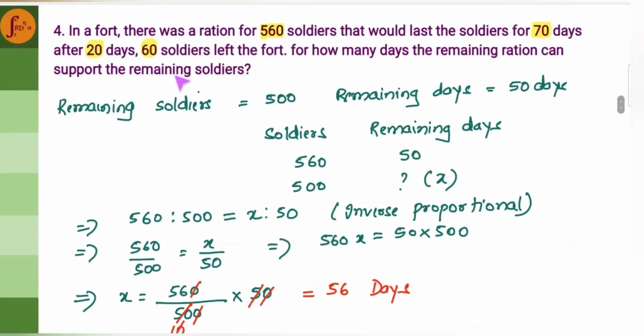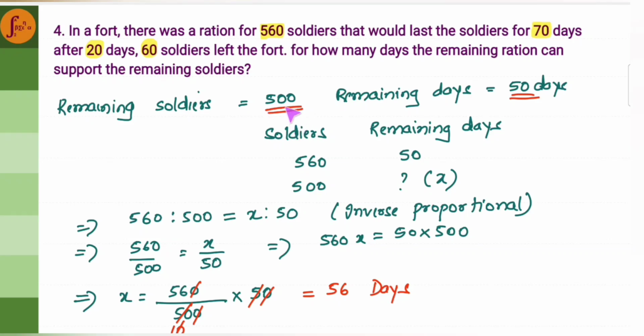Let's go to this problem. In a fort, there was a ration for 560 soldiers that would last the soldiers for 70 days. After 20 days, 60 soldiers left the fort. For how many days the remaining ration can support the remaining soldiers? 560 soldiers have ration for 70 days, right? Now, after 20 days, 60 soldiers left the fort, which means after 20 days, the number of soldiers left is 500 soldiers. And the number of days left is 50 days.